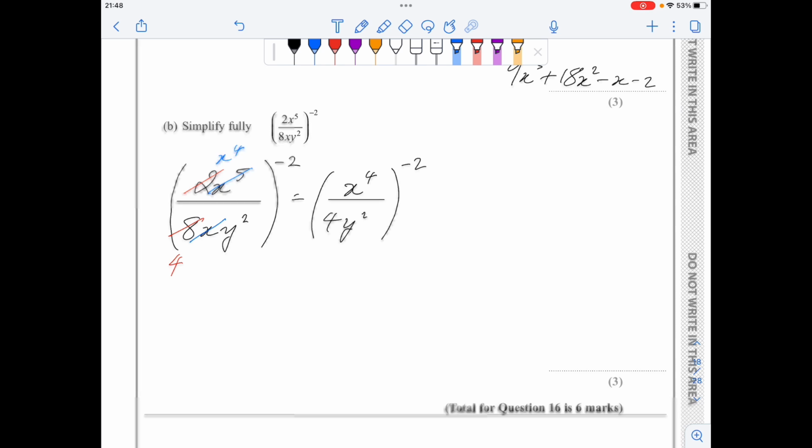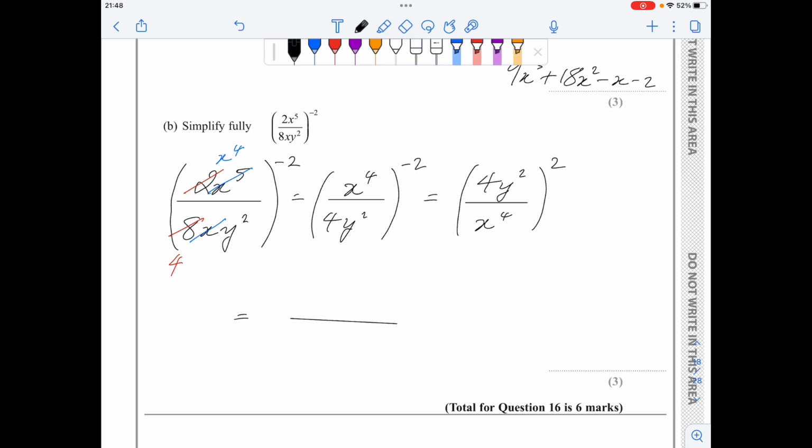Now, first target is to remove the negative sign, and I'll do this by flipping my fraction. So 4y squared over x to the power of 4, and then the bracket to the positive power of 2. Now, the power applies to all three terms, 4, y squared and x to the power of 4. So I'll do this step by step for you. So I get 4 squared, y squared to the power of 2, x to the power of 4 squared. So this will give me 16y to the power of 4 over x to the power of 8. And this is the final answer.